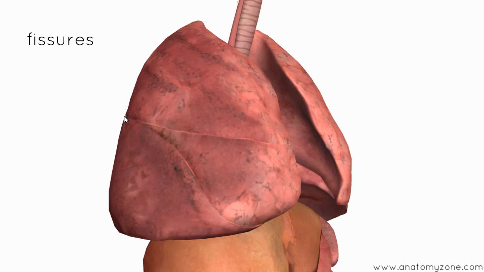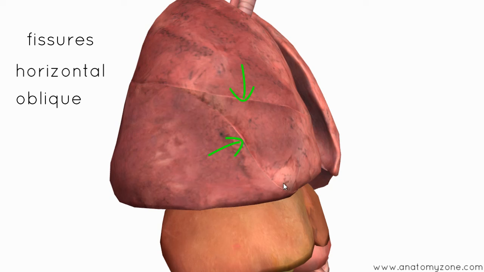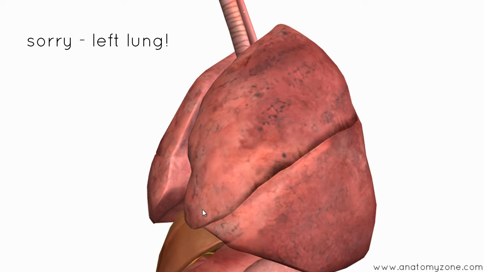So on the right lung you've got a fissure which separates the superior and middle lobes, and this is called the horizontal fissure. And you've also got an oblique fissure because it runs obliquely, and this separates the middle from the inferior lobes, and also the superior and inferior lobe at the back. On the other side, the left lung only has one fissure, so it's only got an oblique fissure which separates a superior and inferior lobe.